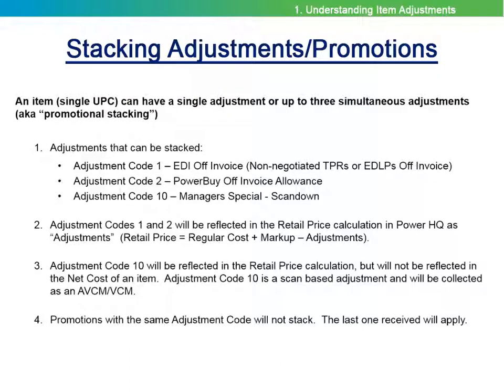An item can have a single adjustment or up to 3 simultaneous adjustments. Adjustment codes 1, 2, and 10 can be stacked. Adjustment codes 1 and 2 will be reflected in the retail price calculation as retail price equals regular cost plus markup minus an adjustment. Adjustment code 10 will be reflected in the retail price calculation, but will not be reflected in the net cost of an item, as it is a scan-based adjustment. Promotions with the same adjustment code will not stack. The last one received will apply.